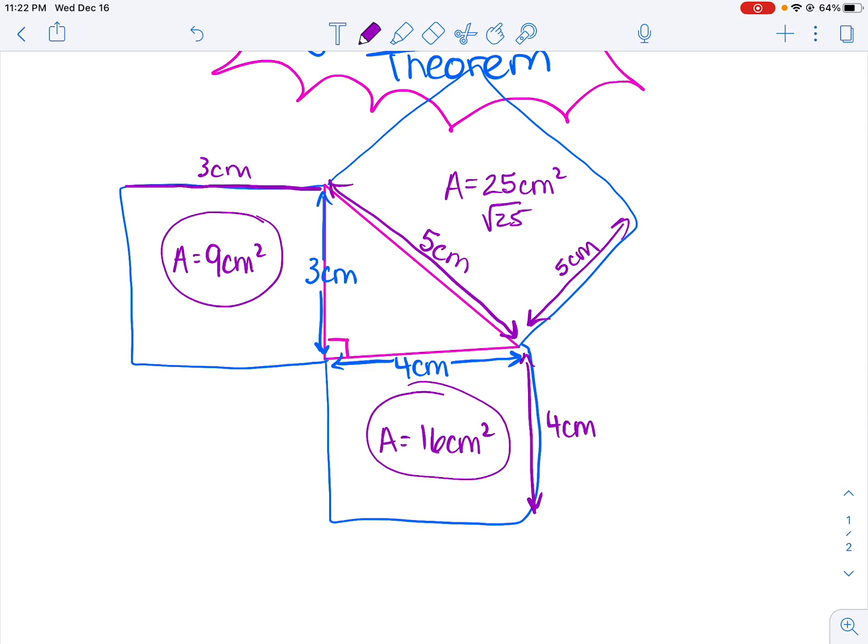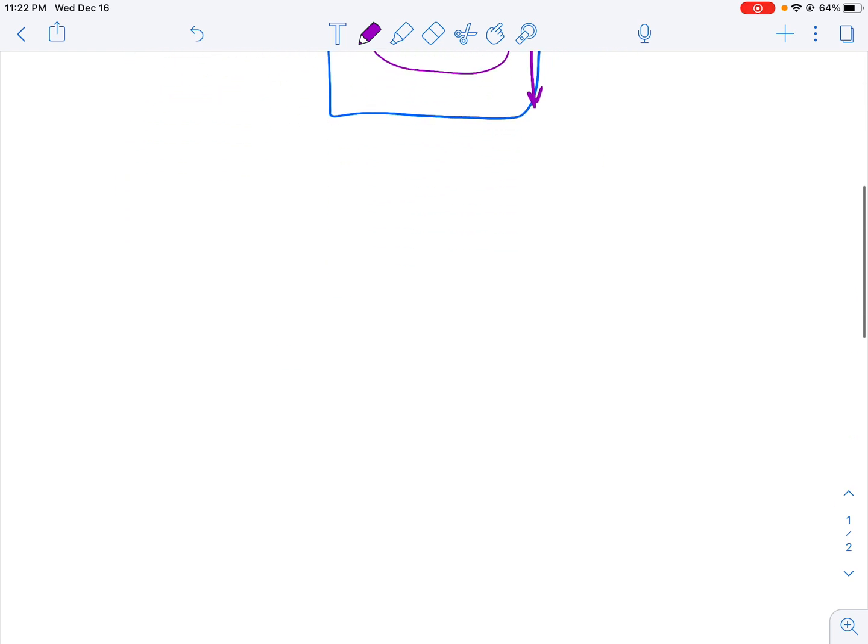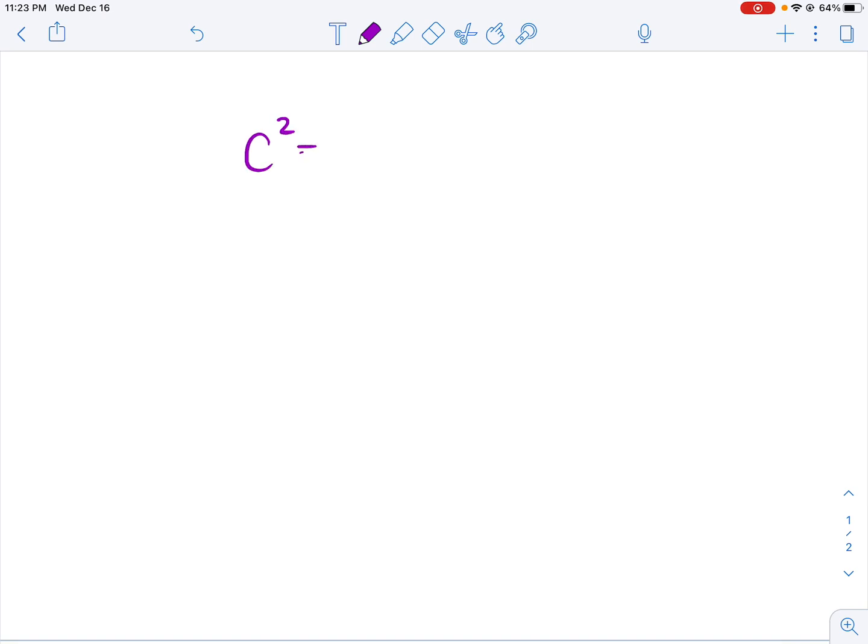But nobody draws squares on the triangles like I just did, really, ever. Most people just use the formula that you square the two smaller sides and add them together to equal the square of the longest side. Most people write it in an equation that looks like this: c squared equals a squared plus b squared, where c squared is actually the longest side of the triangle. We also call this side the hypotenuse.